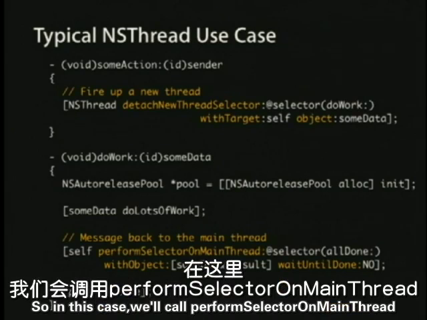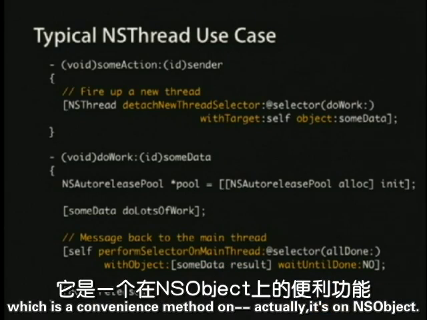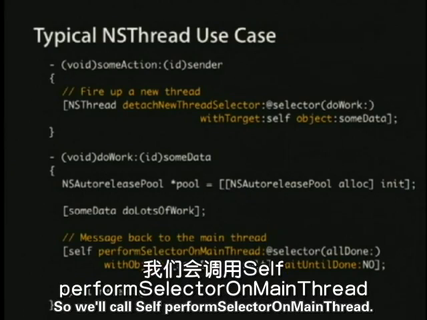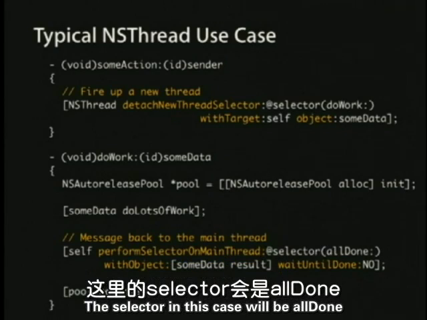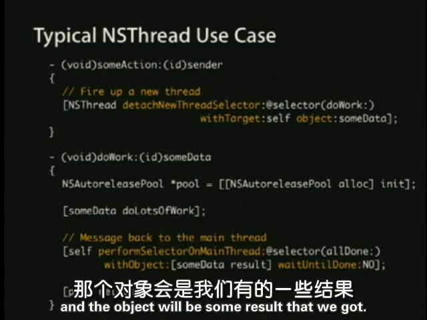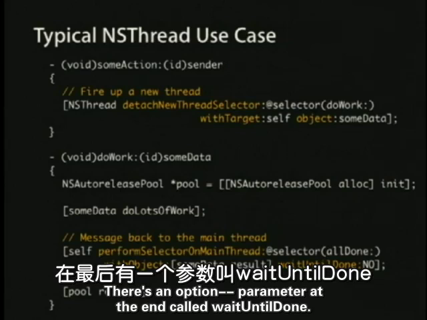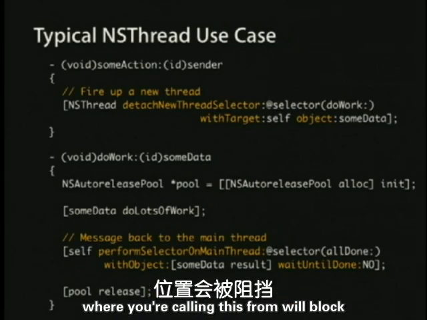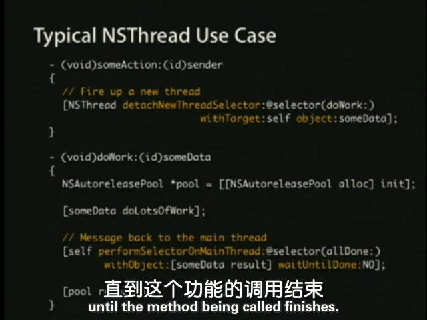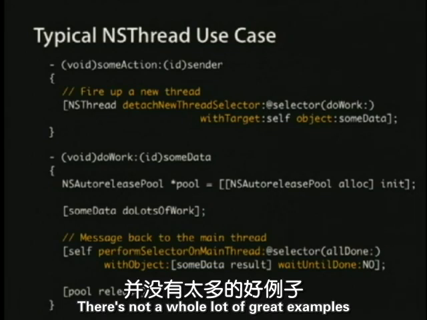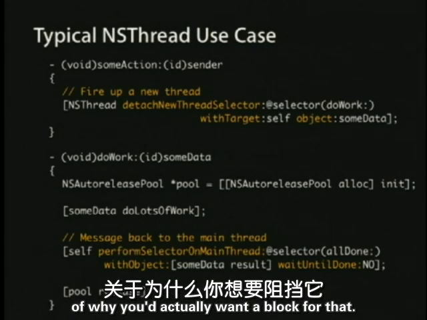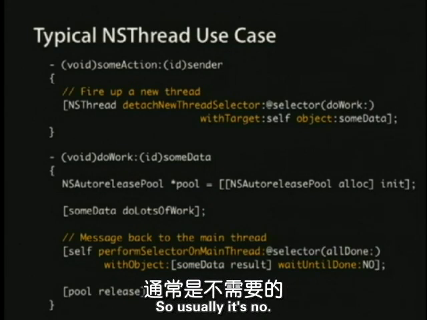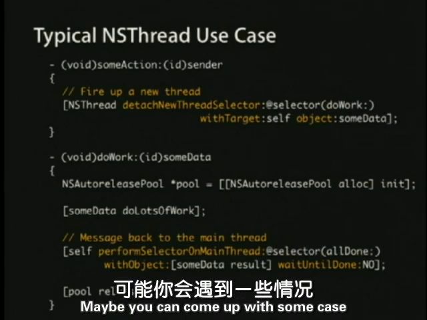So in this case, we'll call performSelectorOnMainThread, which is a convenience method on, actually it's on NSObject. So we can call it on self. So we'll call self performSelectorOnMainThread. The selector in this case will be allDone, and the object will be some result that we got. There's an optional parameter at the end called waitUntilDone. This basically determines whether the place where you're calling this from will block until the method being called finishes. There's not a whole lot of great examples of why you'd actually want to block for that. I actually can't even think of one off the top of my head. So usually it's no. Maybe you can come up with some case where you'd want it to be yes.